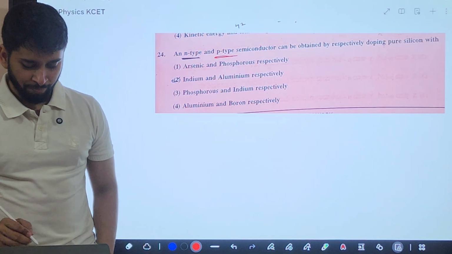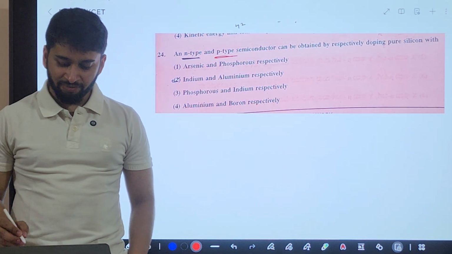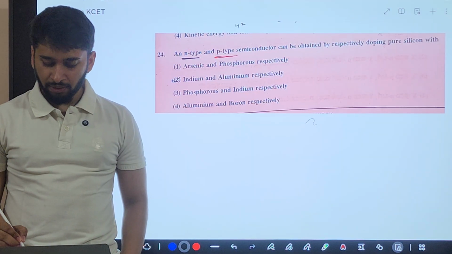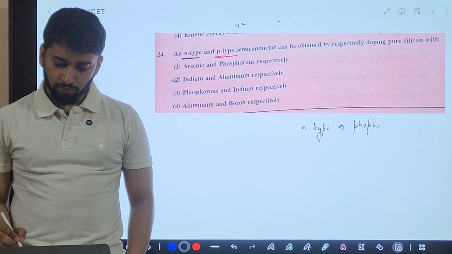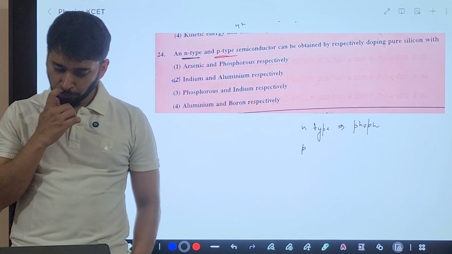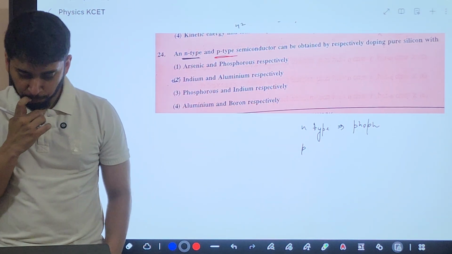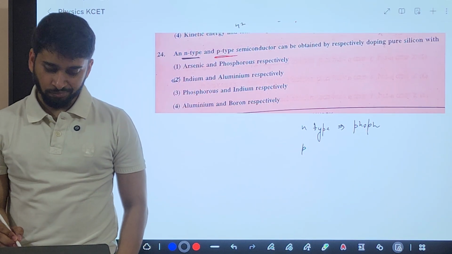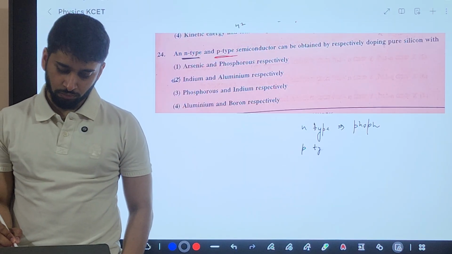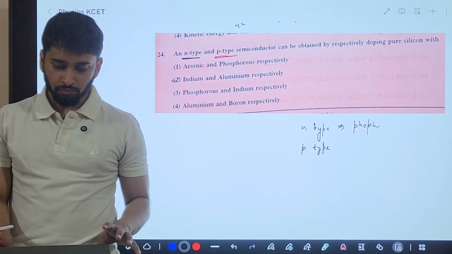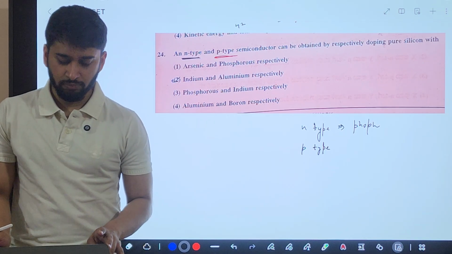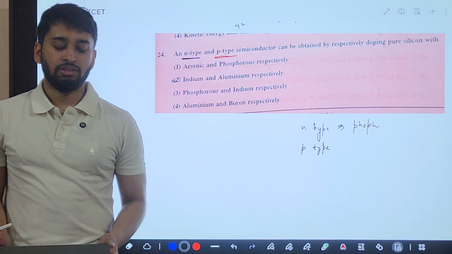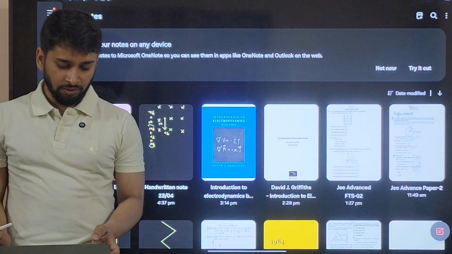Boron, indium. See, phosphorus is pentavalent. So for n-type, what do you use? Phosphorus. For p-type... and this data is there in NCERT. This you can check out.